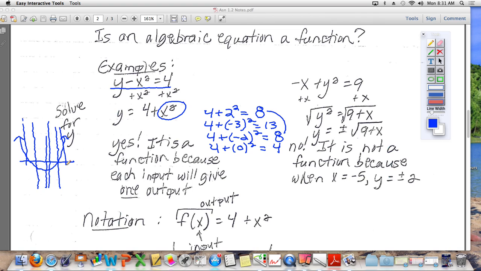Let's look at an example now when it's not a function. Copy this down if you haven't already.